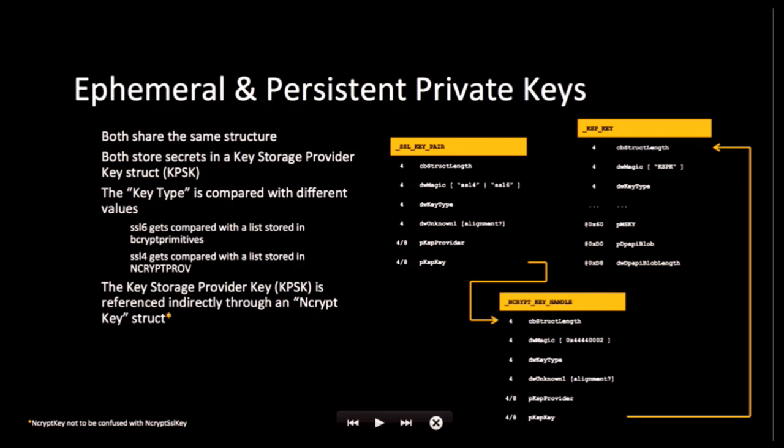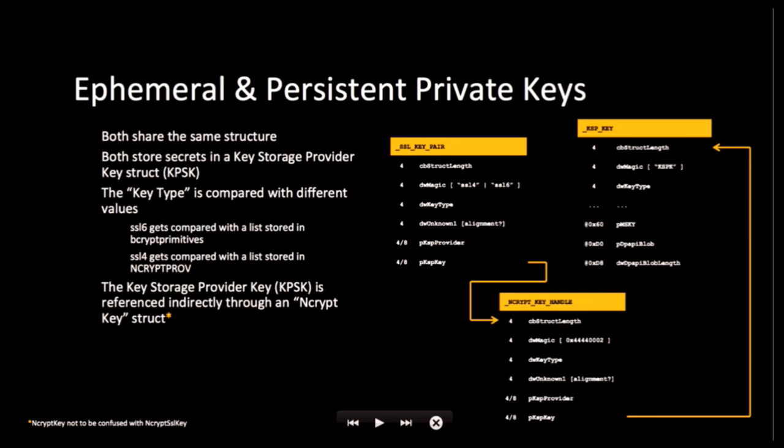So there's this ephemeral key and this persistent private key. Depending, again, on the cipher suites that we use, one may exist or one may not exist. But they share the same structure because they perform the same function. So there's this SSL key pair structure that, again, has a magic value of SSL4 or SSL6. That points to an NCrypt key handle, which is not really the same as that NCrypt SSL key that we saw. It's got a different magic value and slightly different structure. And that points to this KSPK structure. And you're like, that's not how you spell key storage provider. But it's because it's backwards, again, because it's little endian.